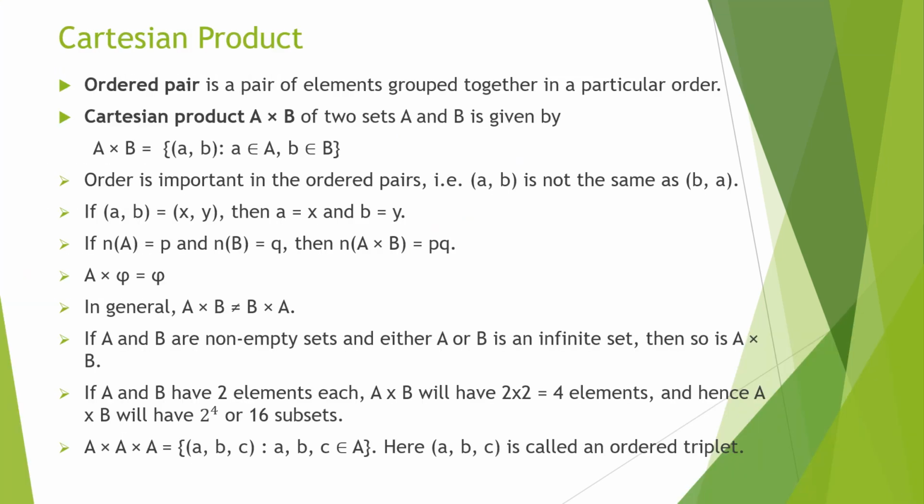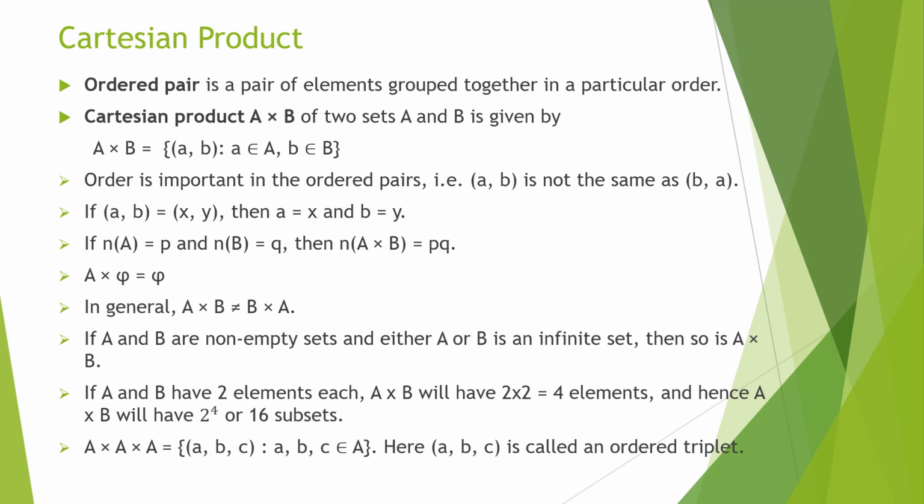First, some definitions. An ordered pair is a pair of elements grouped together in a particular order. The Cartesian product of sets A and B is defined as A cross B, which is the set of all the ordered pairs of the type (a, b) where a belongs to A and b belongs to set B. Now remember, order is important in the ordered pairs. That means (a, b) will not be the same as (b, a).